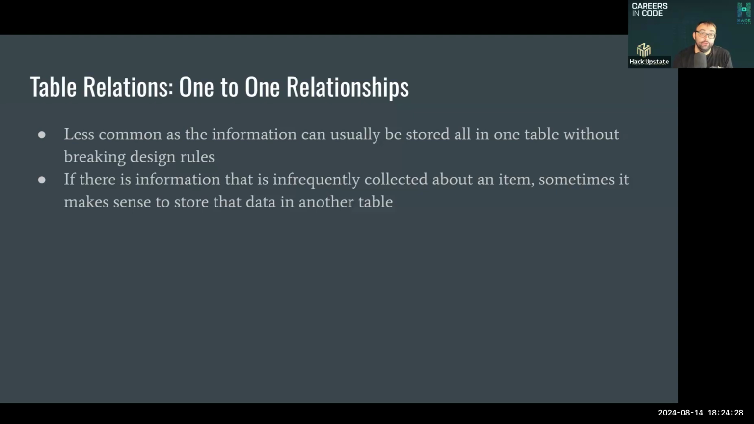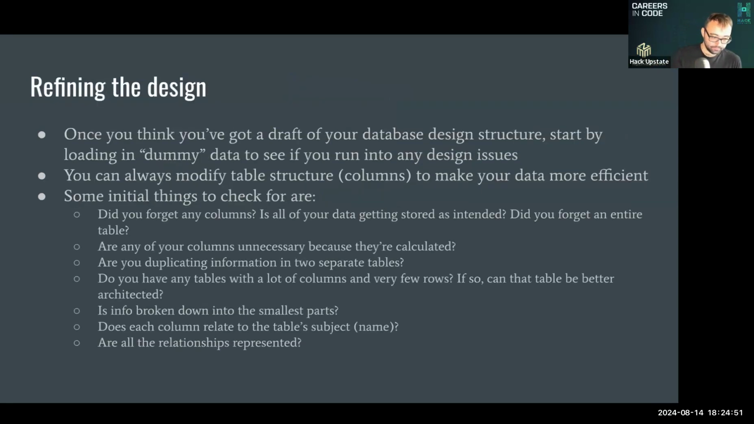So maybe I have a users table and then I have an addresses table, and I'm able to say, hey, every user has one address, and if you need that information, it's stored in another table. So we don't see one-to-one relationships very frequently, because one-to-one relationships can be merged down, all into one table.